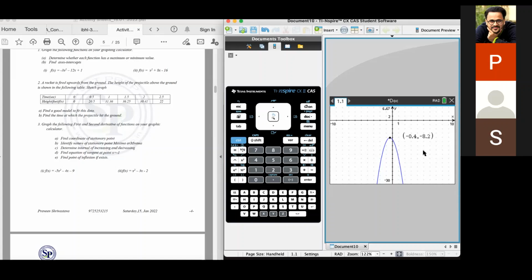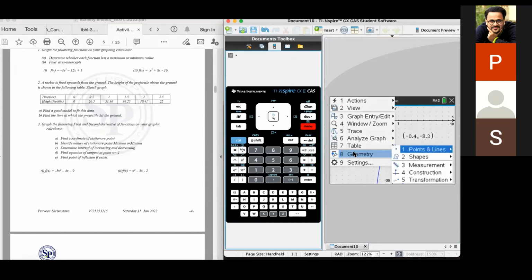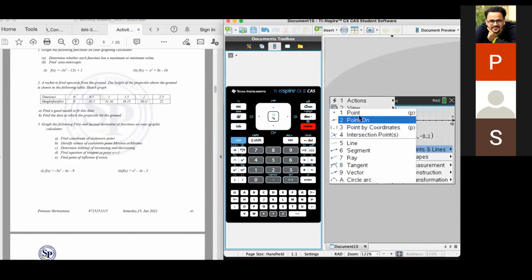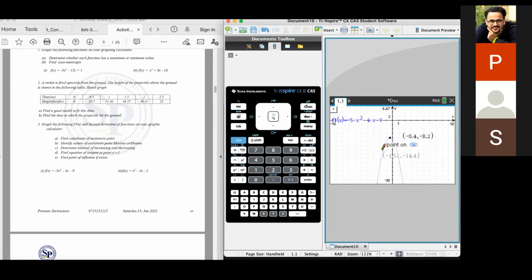And then they are asking here for the equation of tangent at the point x equals minus 1. So that I will show you. The point of inflection will not exist because there is no change in the curvature of the graph. So the thing that remains here is the tangent at x equals minus 1. For that we need to go to geometry, on the point here. We will click the point and then turn our point to minus 1. So this is the point x equals minus 1.